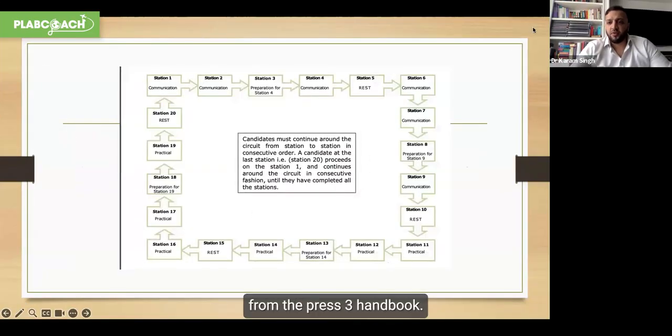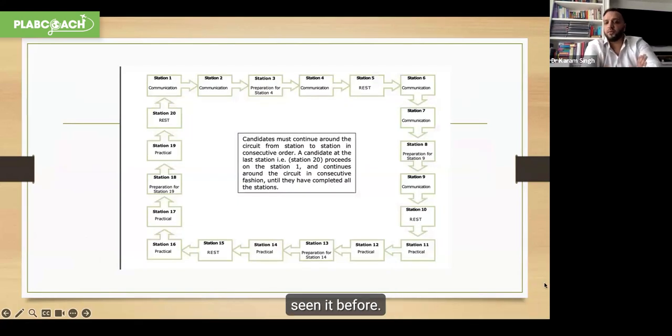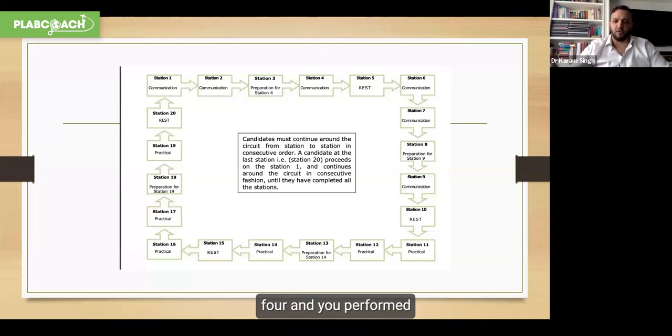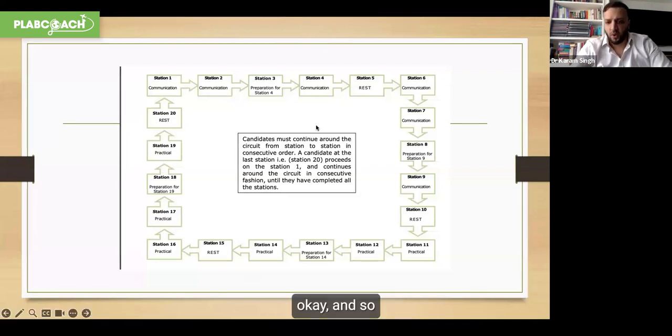So this is taken from the PRES 3 handbook. You've probably already seen it before, but this is quite a good depiction of how the exam, how your 2 hours and 40 minutes is broken down. So let's say that you start with station number 1 and you move forward to station 2 and then station 3. If you look at station 3, it says preparation for station 4. That means that within that station 3, that's not actually a station. You have your task, and then when you read your task, your 7 minutes is up, you go into station 4 and you perform it. Okay, and so on and so forth.